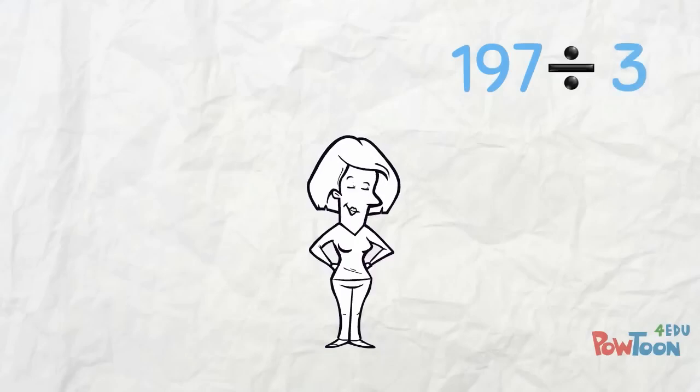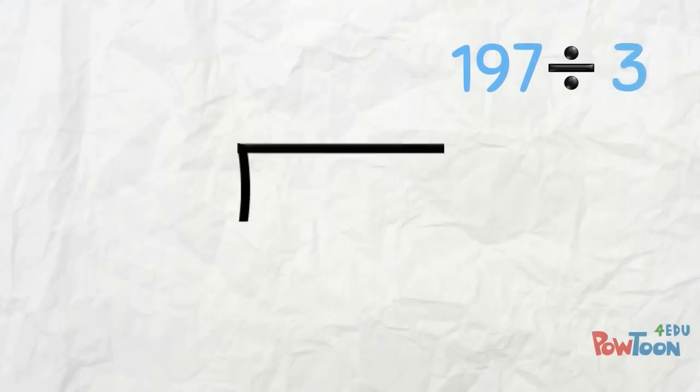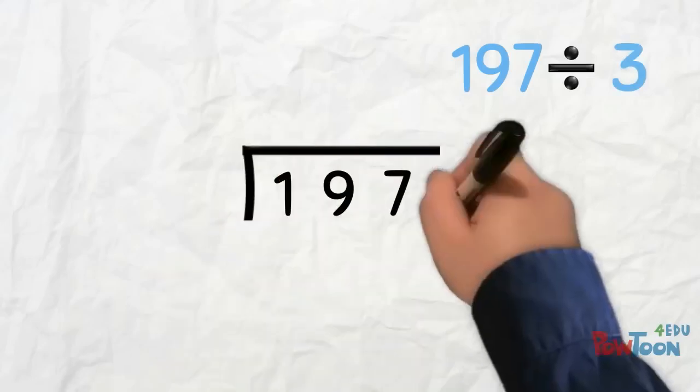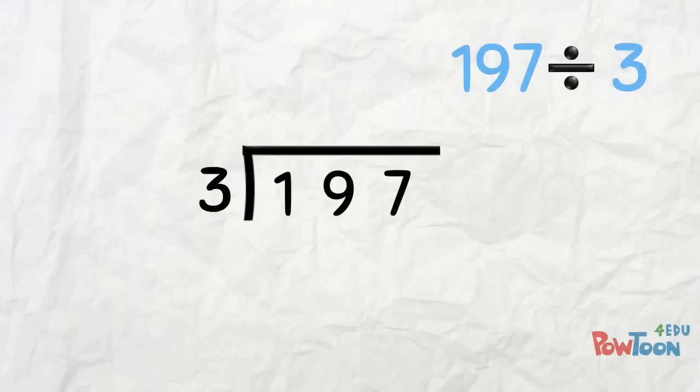197 divided by 3. Set it out with enough space to work between digits in case we need it for remainders. OK, there are no 3s in 1, so how many 3s in 19? If you know your 3 times table, you know that 6 3s are 18. Put up the 6, count on to 19. That's a remainder of 1.